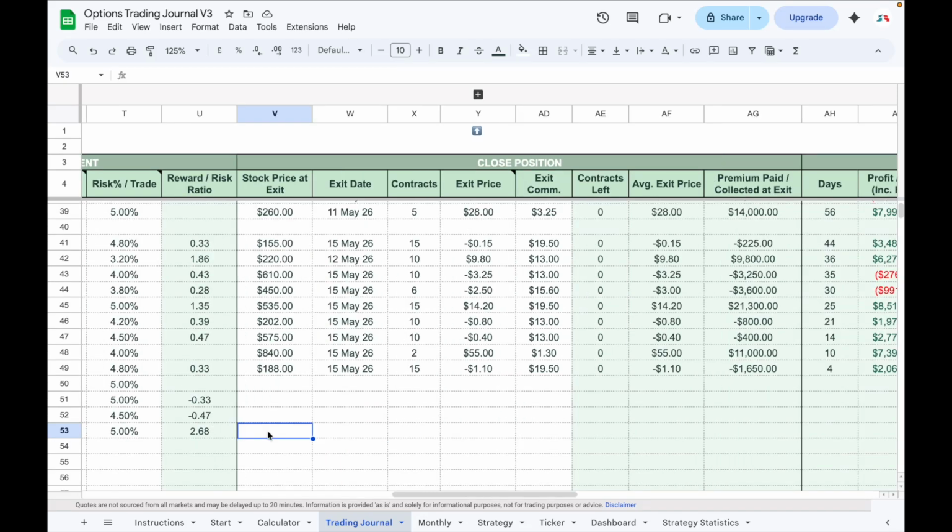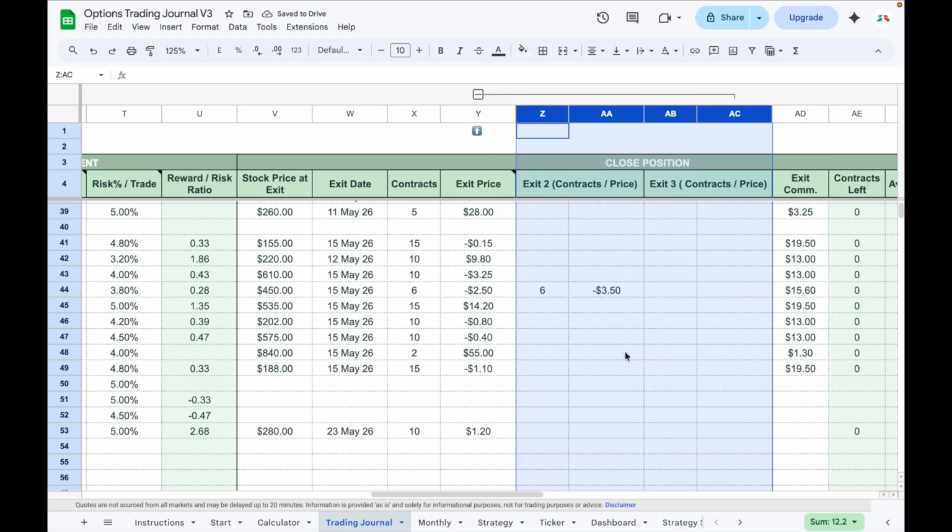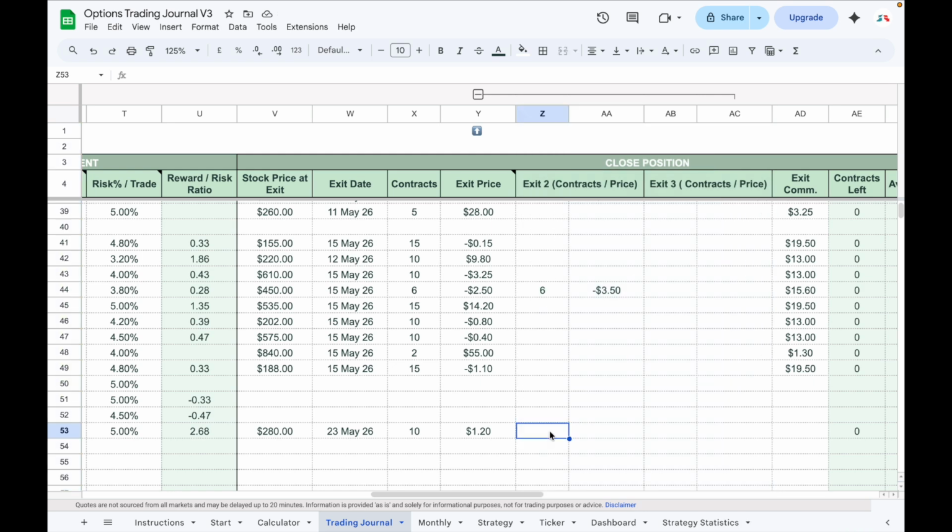Once you have closed the trade, enter the stock price at exit, the exit date, the number of contracts, and the exit price per contract. If you scale out of a position instead of closing it all at once, you can enter up to 3 separate exit points. Click on the plus icon at the top of column Y to unhide the second and third exit columns. Input the respective contracts and exit price for each scale out. Then sum up your total commission and enter it into the commission column.